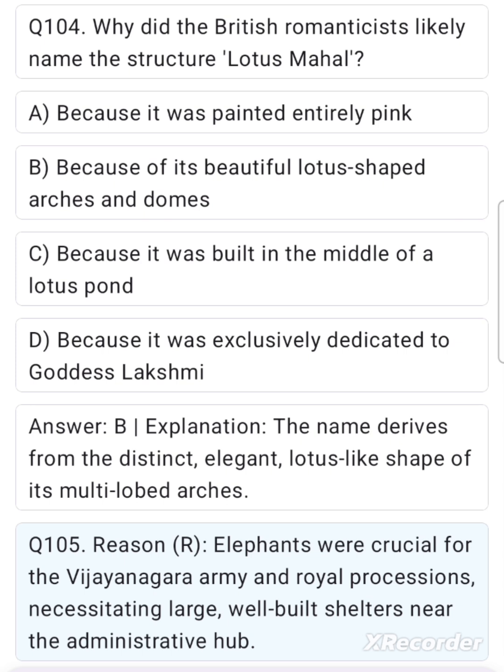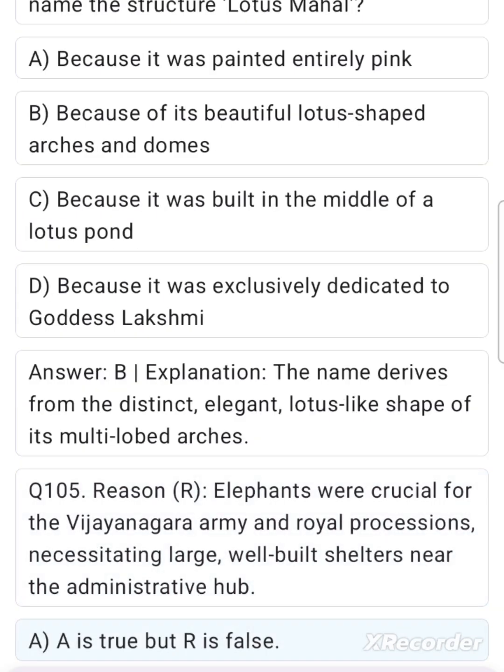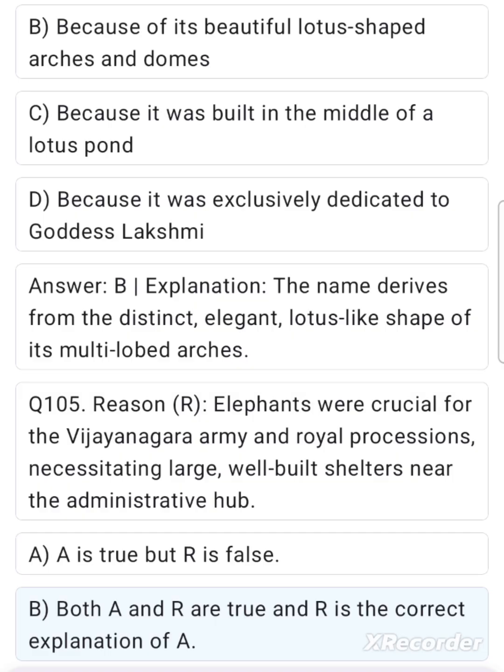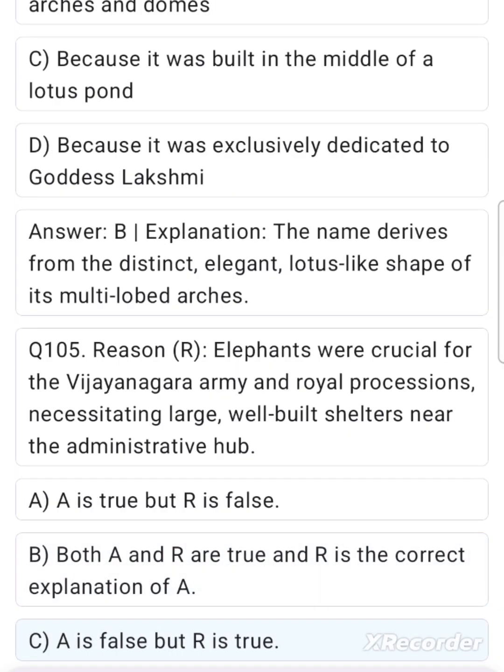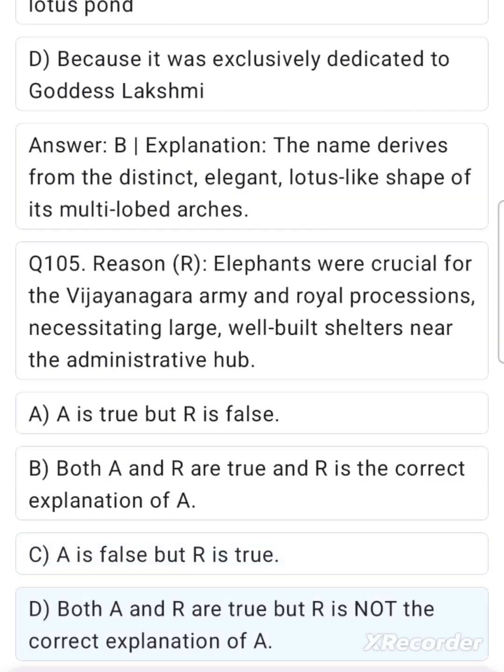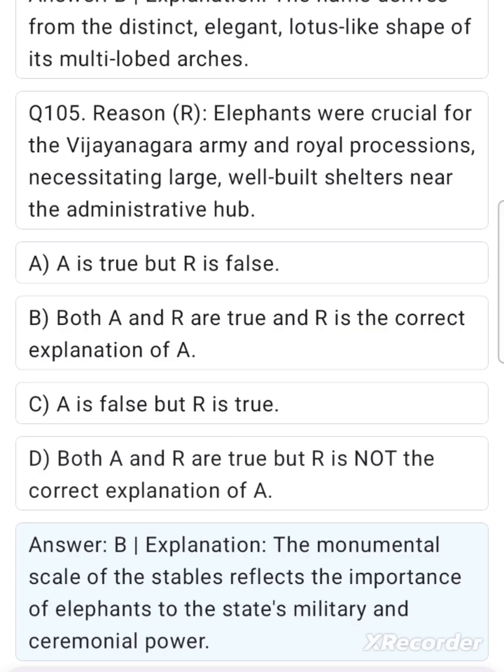Q105. Reason R. Elephants were crucial for the Vijayanagara army and royal processions, necessitating large, well-built shelters near the administrative hub. A. A is true but R is false. B. Both A and R are true and R is the correct explanation of A. C. A is false but R is true. D. Both A and R are true but R is not the correct explanation of A. Answer. B. Explanation. The monumental scale of the stables reflects the importance of elephants to the state's military and ceremonial power.